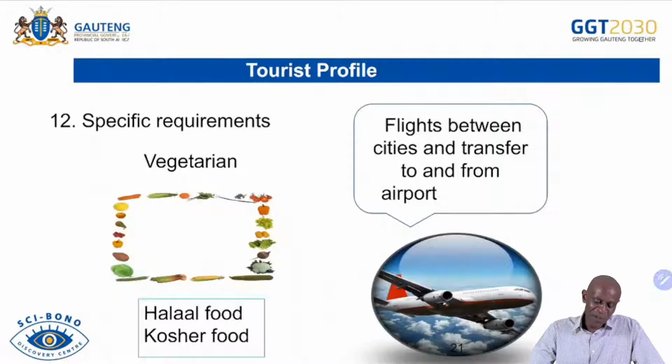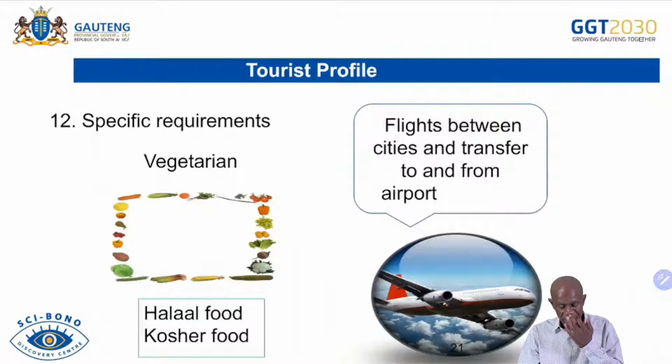Some would need halal food. Some would prefer kosher. And as we look at specific requirements, it touches on the issue of transport. Some would like to fly between cities and transfer to and from the airports. So you must look at those specific tourist requirements and tailor-make your tour plan in accordance with the specific requirements of the tour.